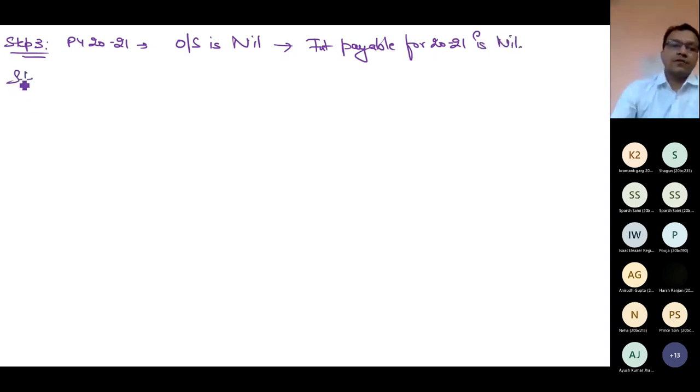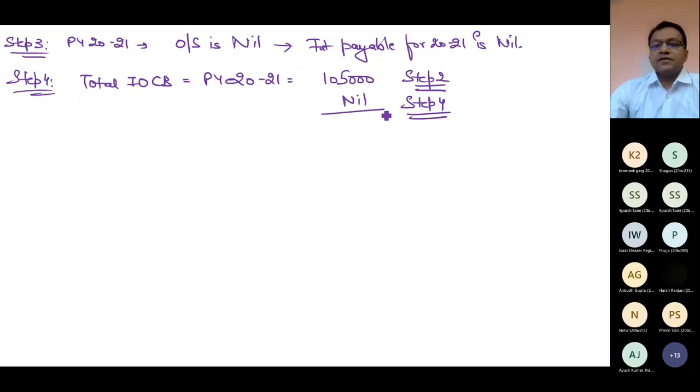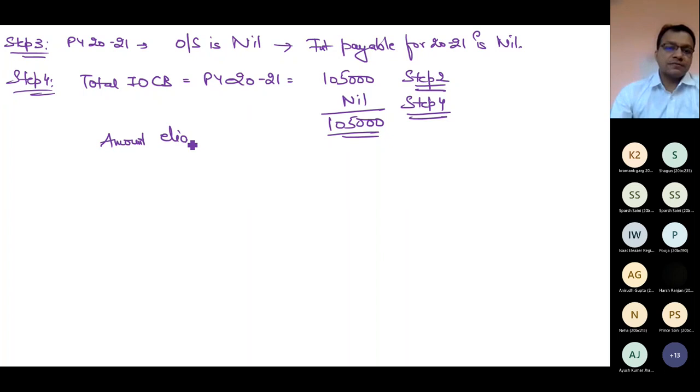So final answer, step 4. It is the total interest on capital borrowed for previous year 2021. Pre-construction period interest is 1,05,000. This is step 2, pre-construction period. And current year interest, relevant year interest, is nil. Total which is eligible. I'm not saying it is actually allowed as deduction, but it is eligible. This is the amount which is eligible for deduction.